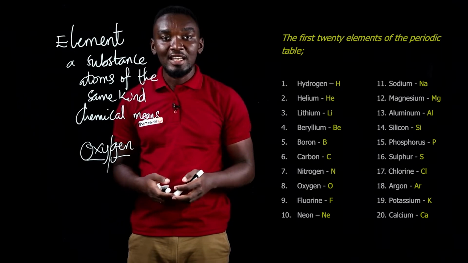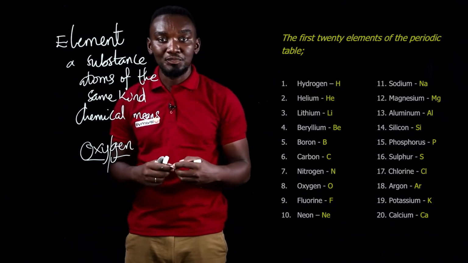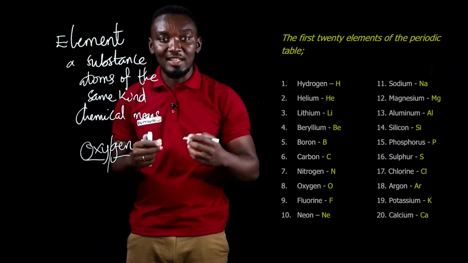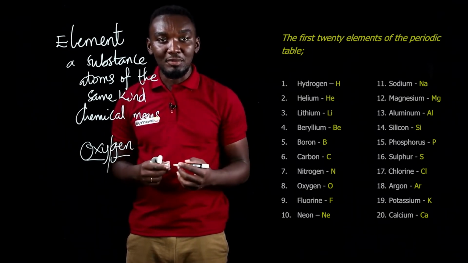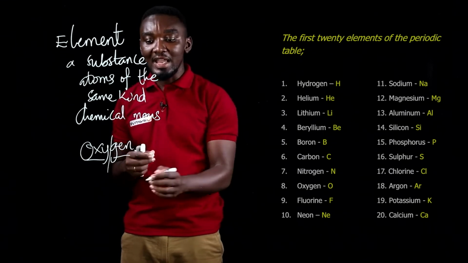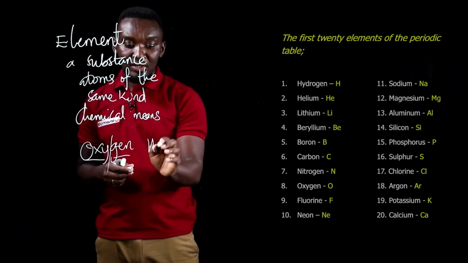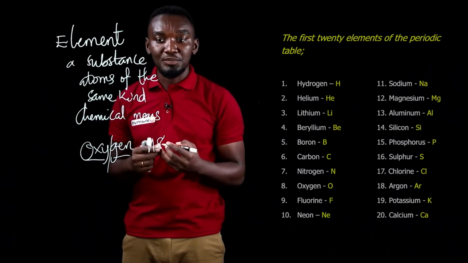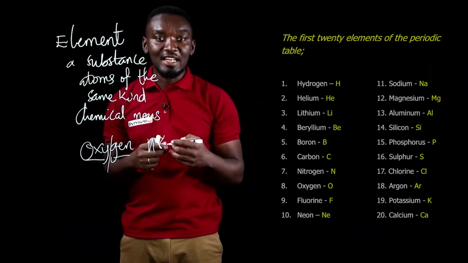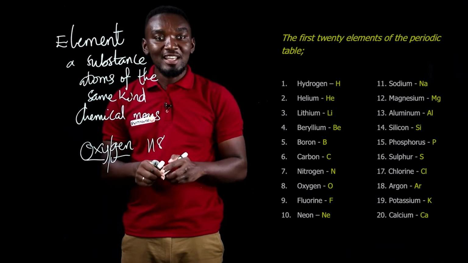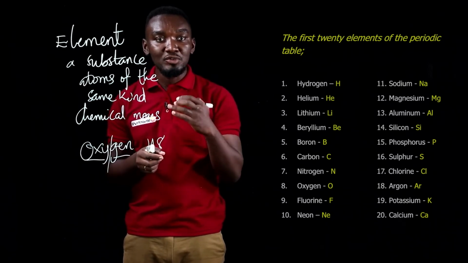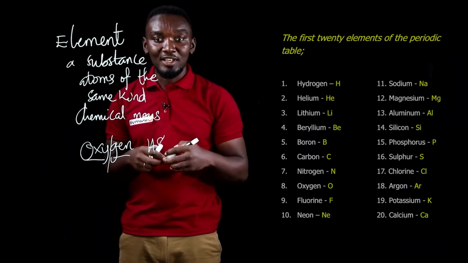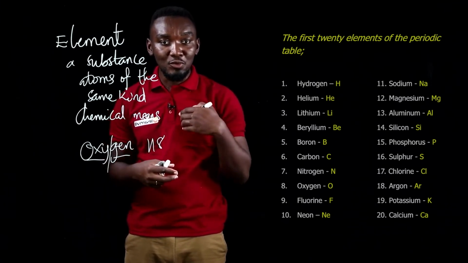Now, let's look at the elements in the periodic table. At our level, we'll study the first 20 elements, but we have as many as 118 elements that have been discovered so far in the world. When we look at the first 20 elements, you must know their positions. You must know that hydrogen is 1 and that calcium is element number 20.